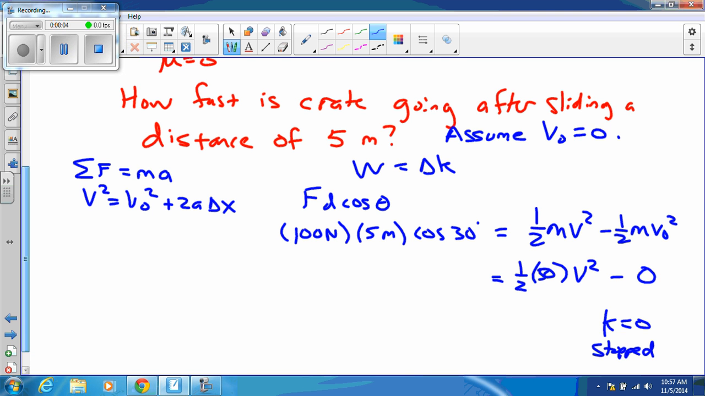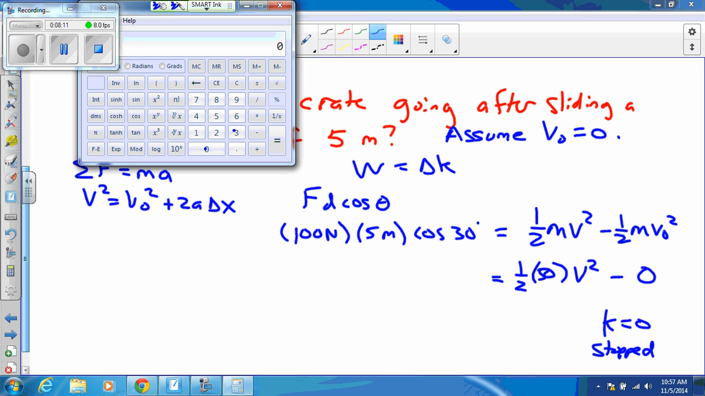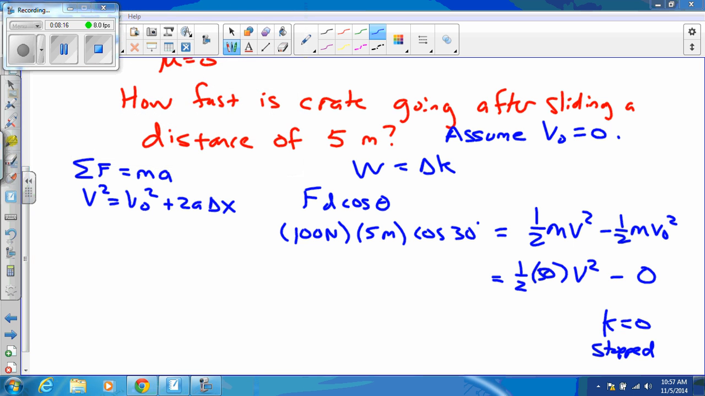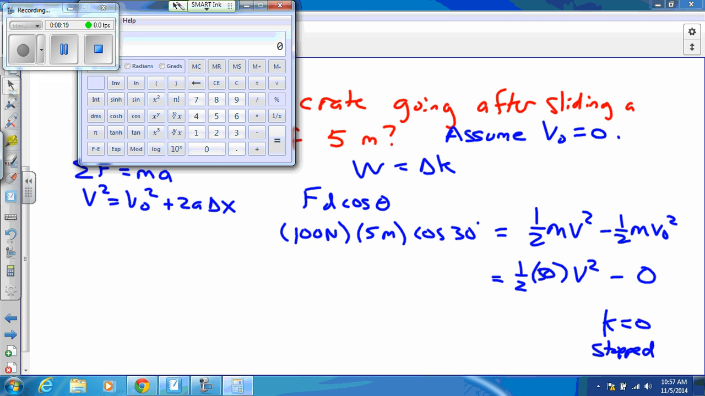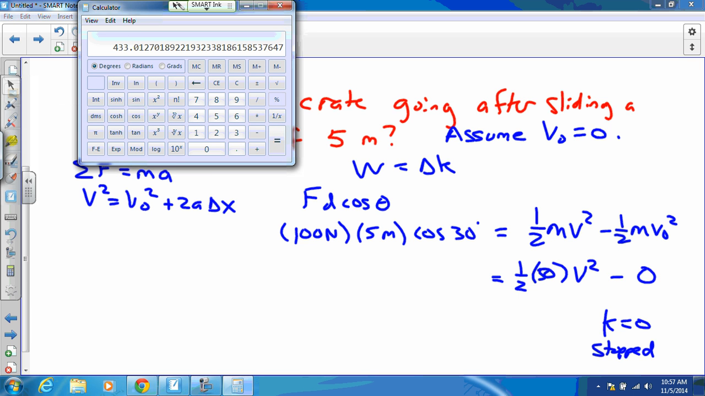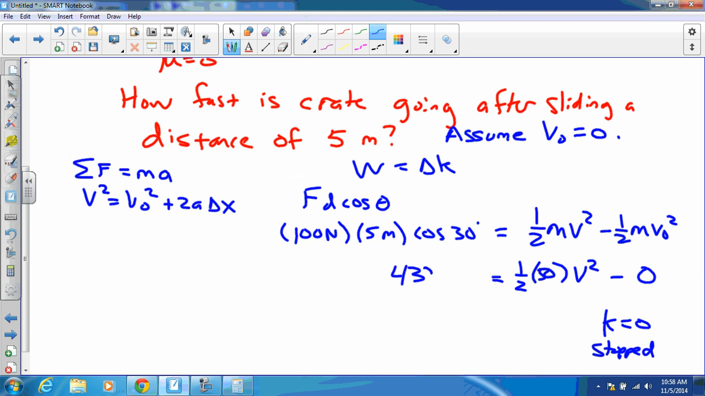Now it's just a matter of plugging in numbers. 100 times 5 times the cosine of 30 is going to be, we'll pull up the calculator here and see what it is. 30 cosine times 500 is 433 joules worth of work done.